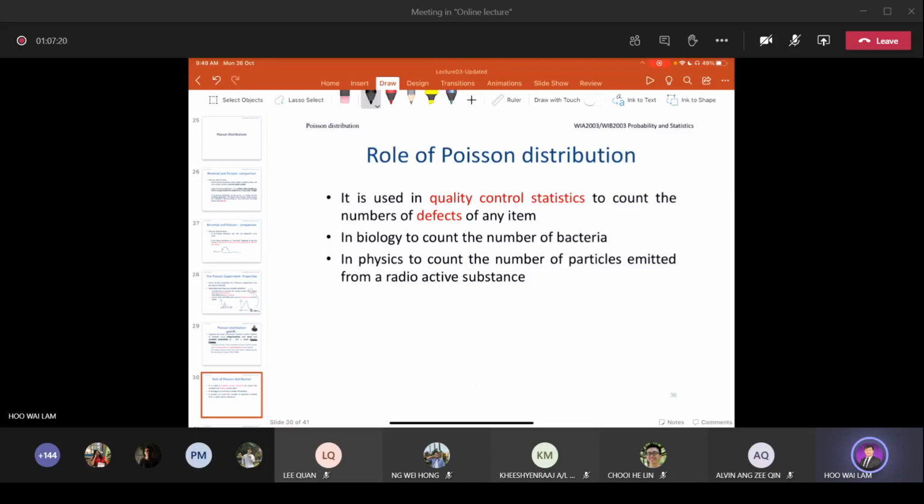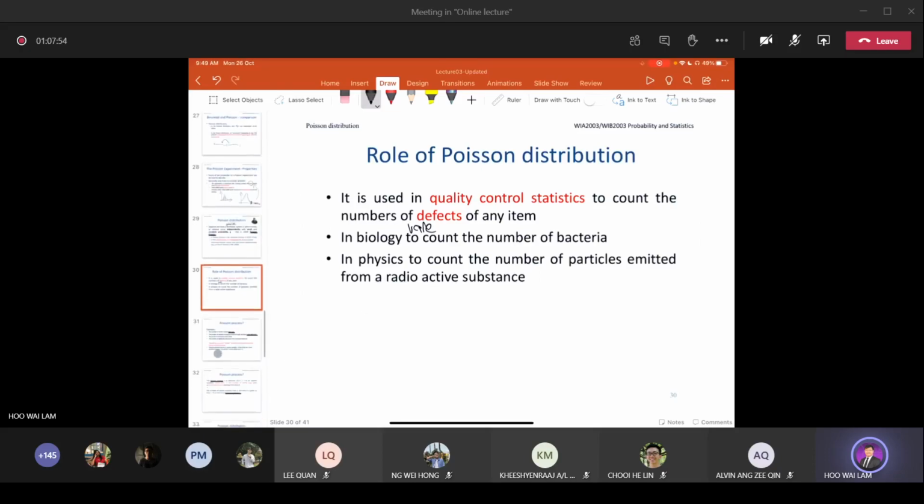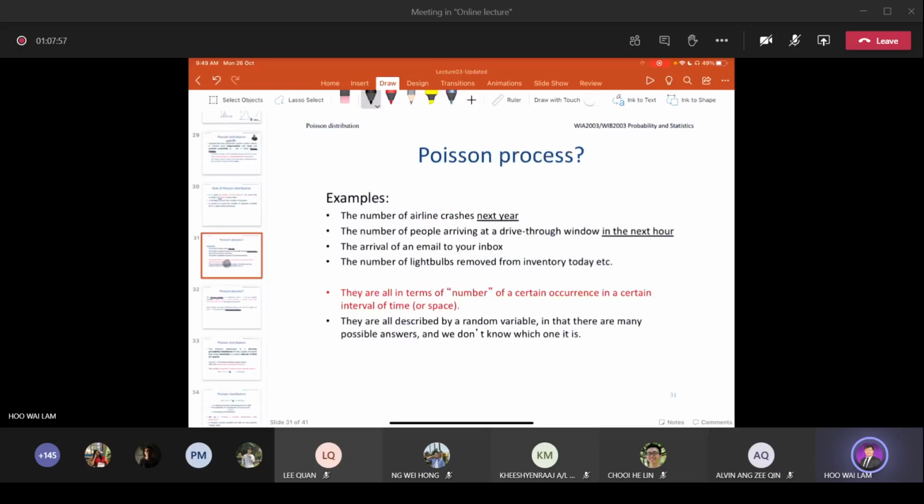Because why? We are not expecting the defects to be happening all the time, right? So in that case, Poisson distribution is actually a well-designed function for it to capture so-called rare defects. Then in biology, to count the number of bacteria, okay? Because again, there are rare cases that maybe something is corrupted, and then you now have a big number of bacteria. In physics, to count the number of particles emitted from radioactive substances. So it's actually applicable to many places.